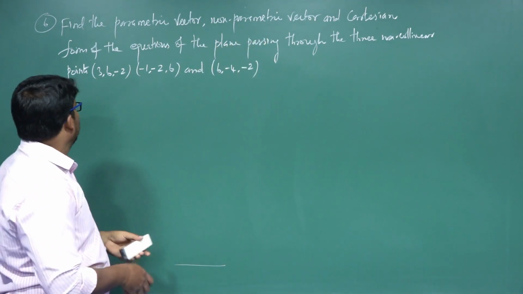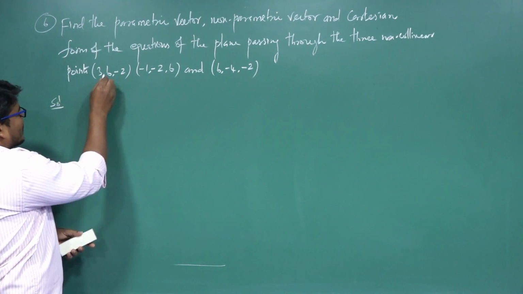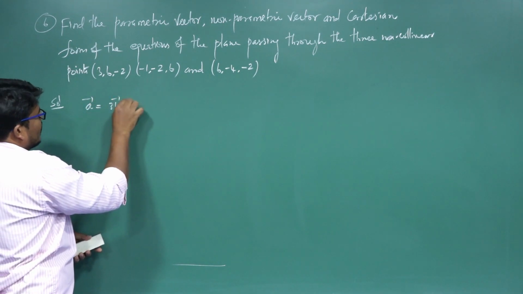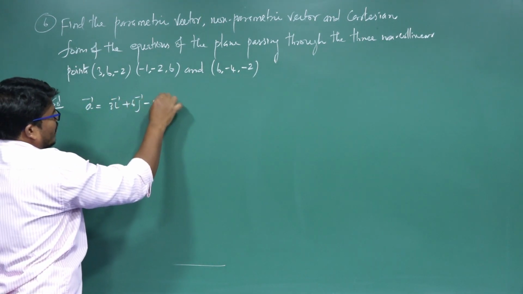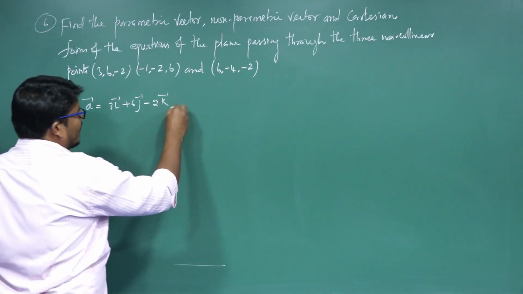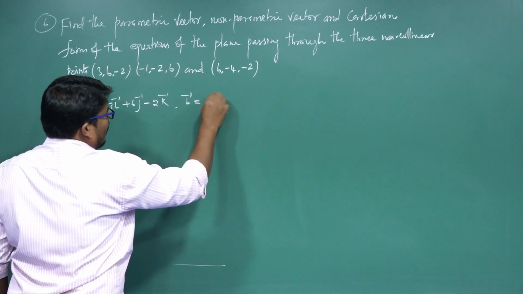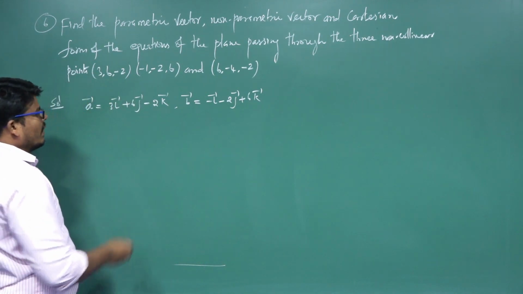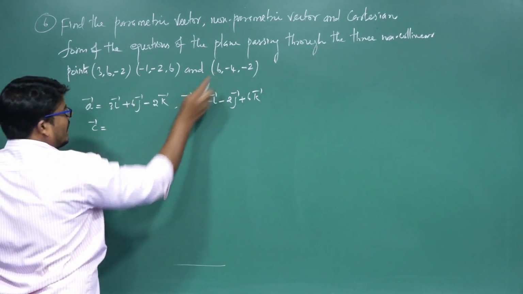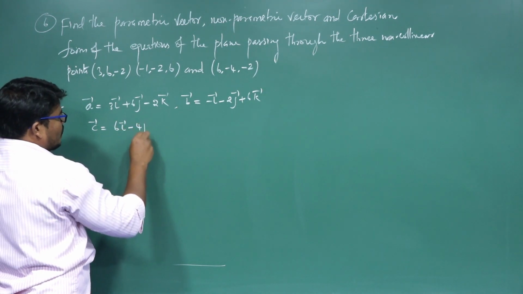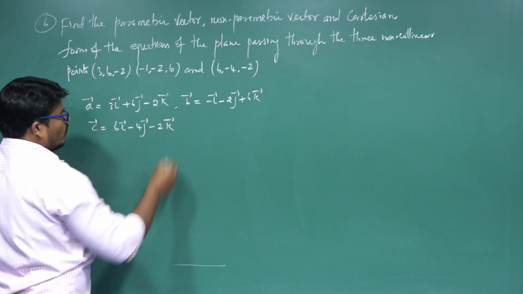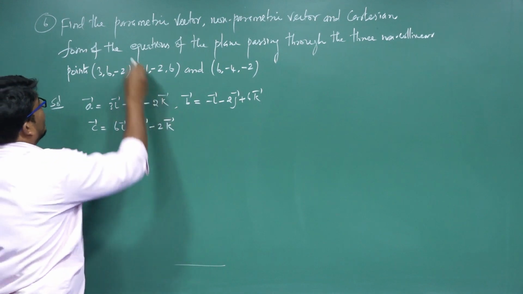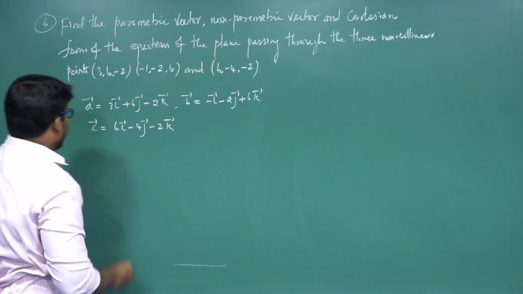So given 3 points, write them as vectors. The first point is A: A vector equal to 3i vector plus 6j vector minus 2k vector. B vector equal to minus i vector minus 2j vector plus 6k vector. And C vector is 6i vector minus 4j vector minus 2k vector. Now first find the parametric form of the vector equation.